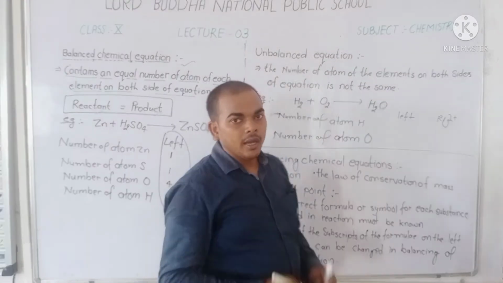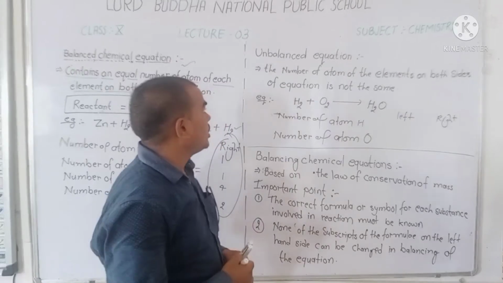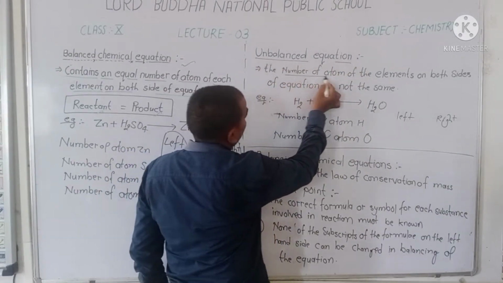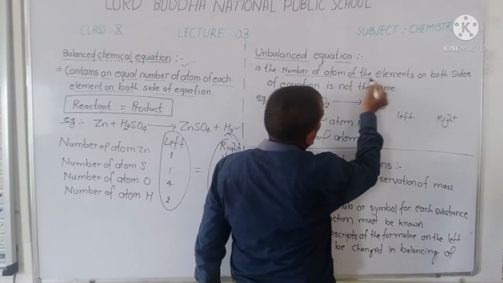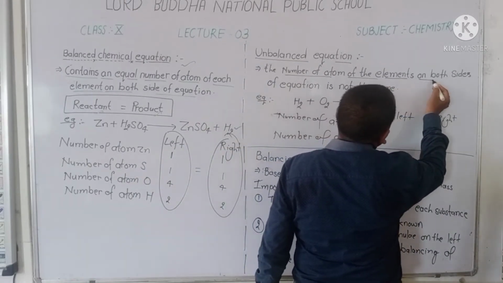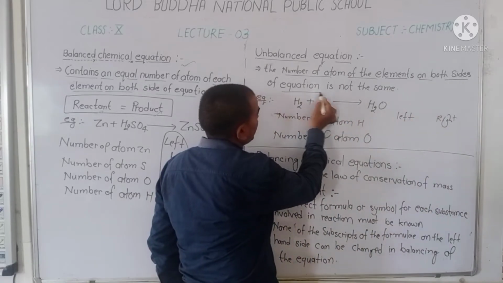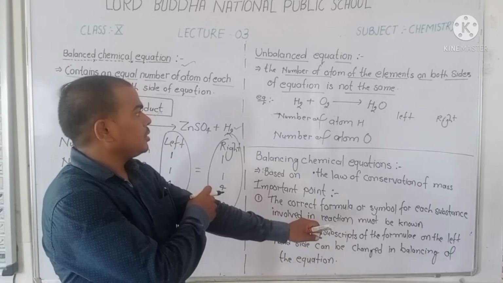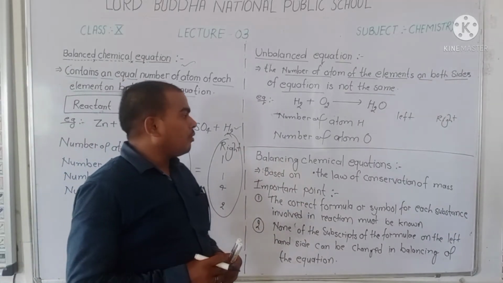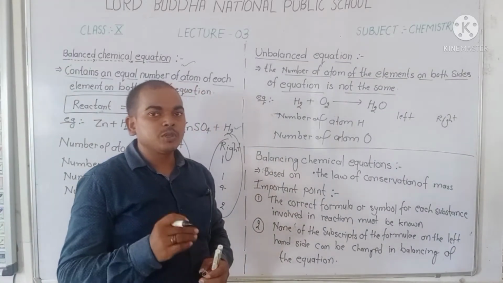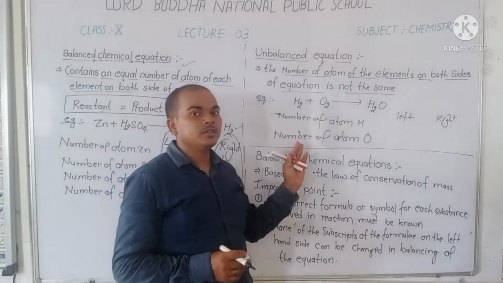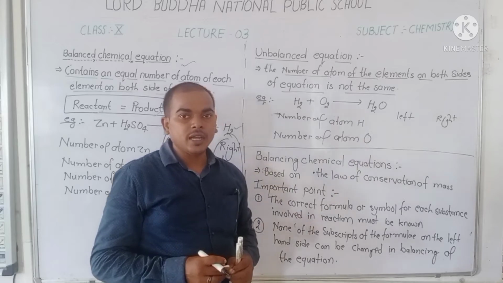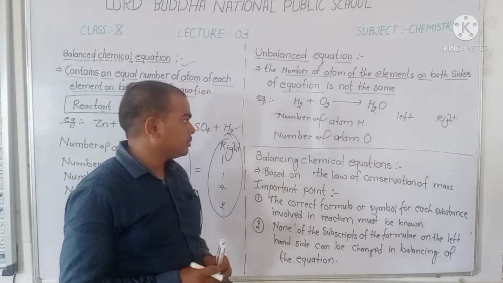But in an unbalanced equation, the number of atoms of an element on both sides of the equation is not the same. This means the number of atoms present on the left-hand side and on the right-hand side is not equal.